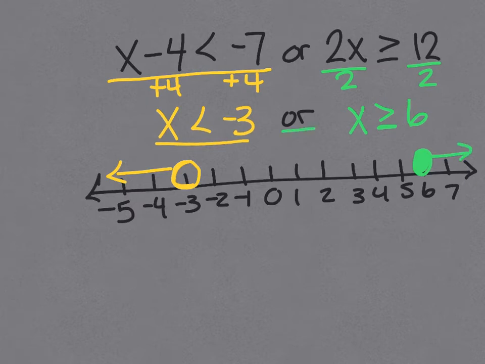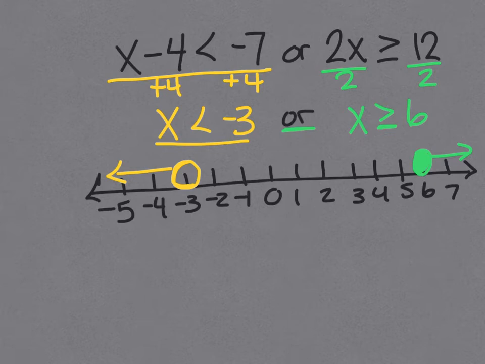Now when you have or, joined by the word or, they have a tendency to graph in the opposite direction. There are some exceptions, but most of the time, whenever you have the word or, you're going to graph in the opposite direction. So that's a good thing to check. If you see them go in the same direction or together, then you know something's probably wrong.